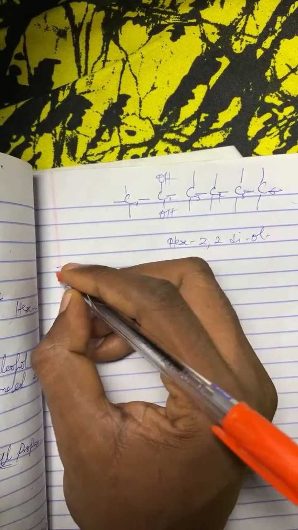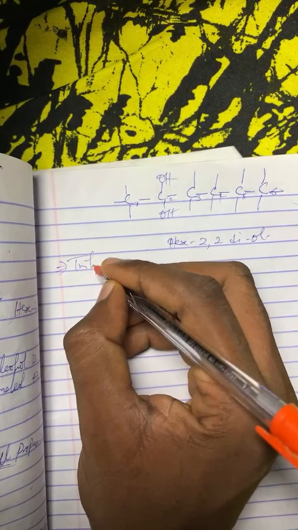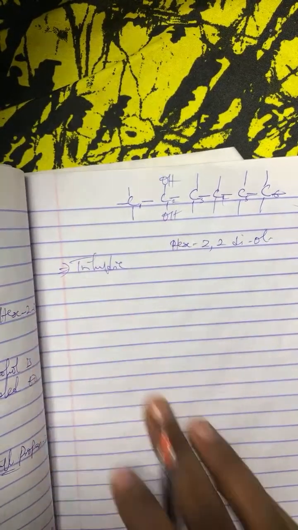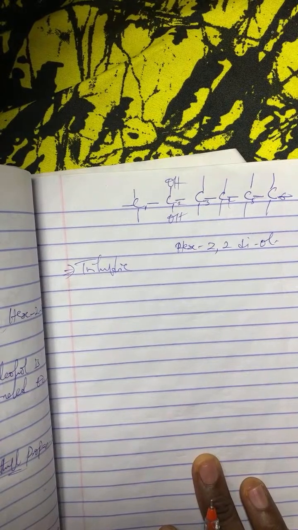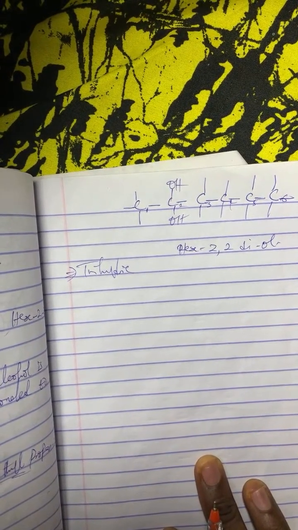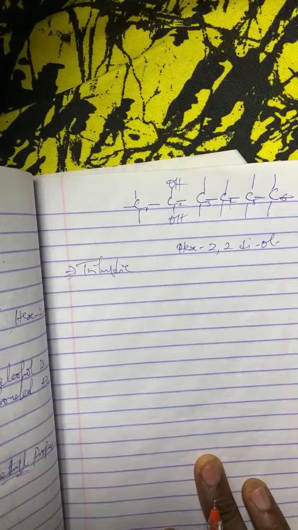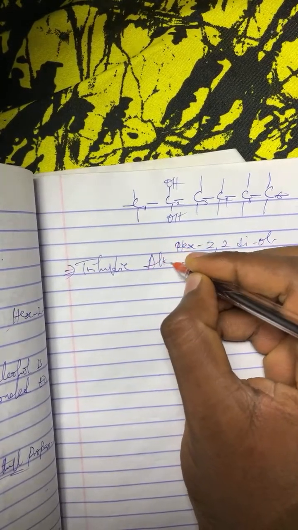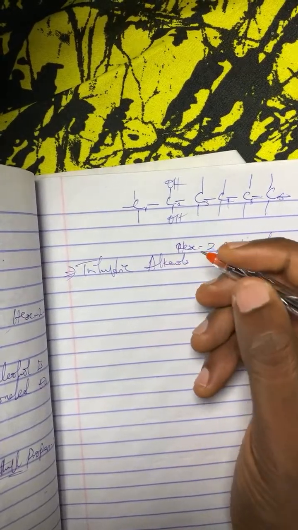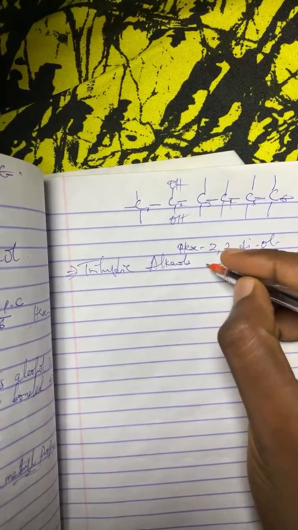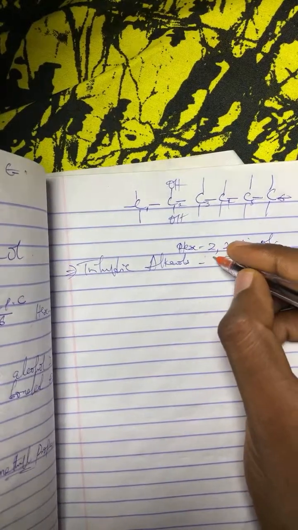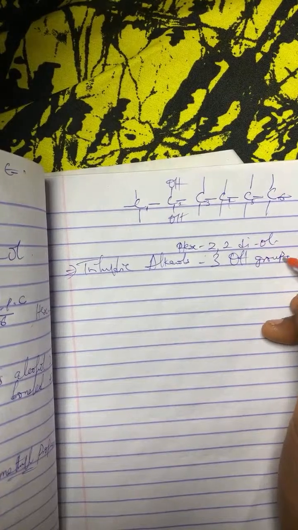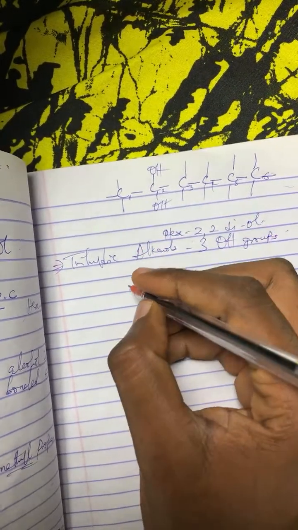Now, when we're talking about trihydric alkanols, we are saying that these alkanols have what? 3 OH groups. Are we together now? When we have 3 OH groups, trihydric alkanols. Say for instance, something like this.